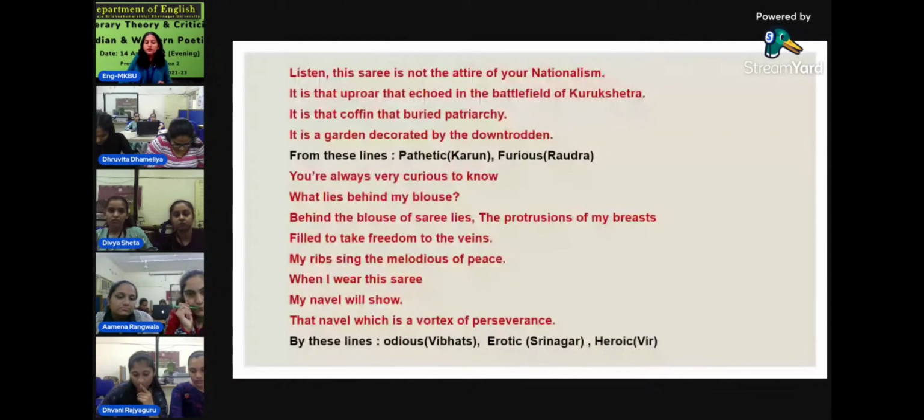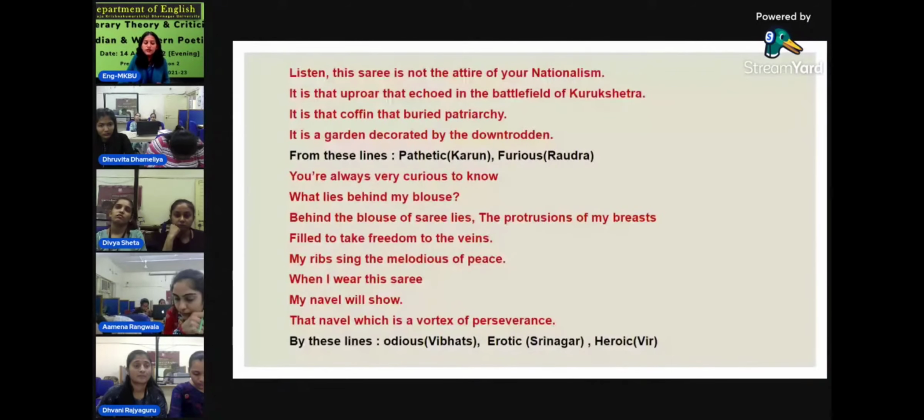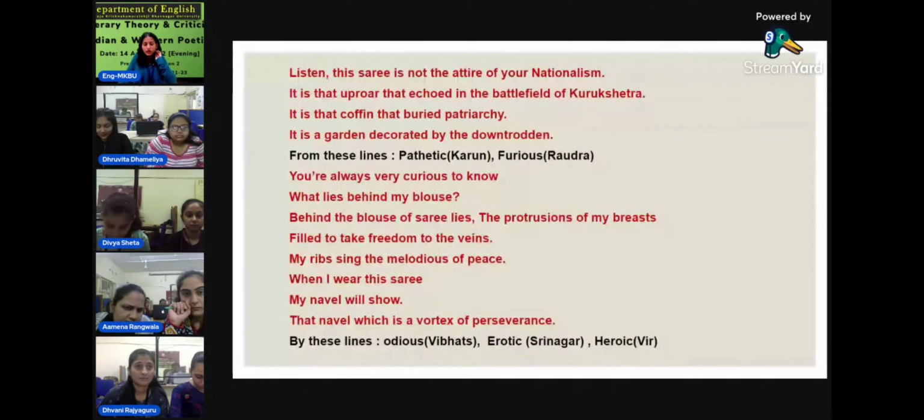You are always very curious to know what lies behind my blouse. Behind the blouse of the sari lie the protrusions of my breast, filled to take freedom to the veins. My ribs sing the melodious song of peace. When I wear this sari, my navel will show. That navel, which is a vortex of perseverance. And by this line, we can say that she has taken reference from two or three Bollywood songs, and this is reflected in these lines.